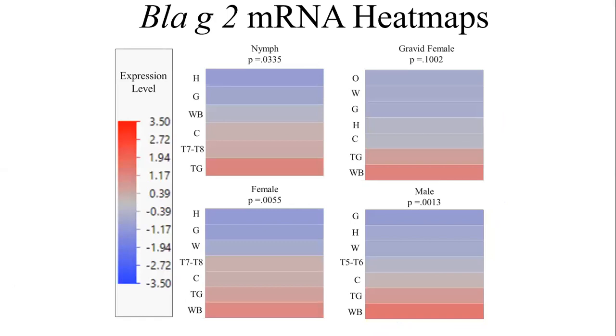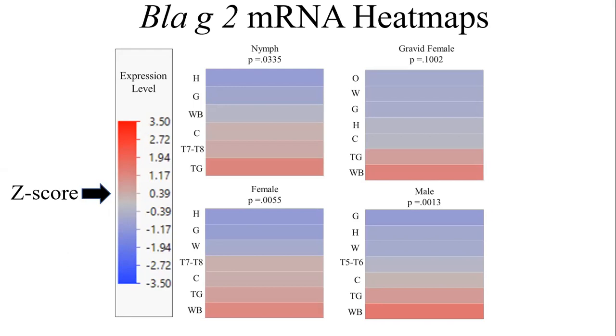And here are our results. We presented the results in terms of heat maps. The heat maps just show the range of expression. It's color coded, so the expression level is based on the z-score of the negative delta delta Ct value. Basically, a color of red means that there was high expression of BLA-G2 in the sample, whereas the color blue means that there was relatively low expression of BLA-G2 in the sample.